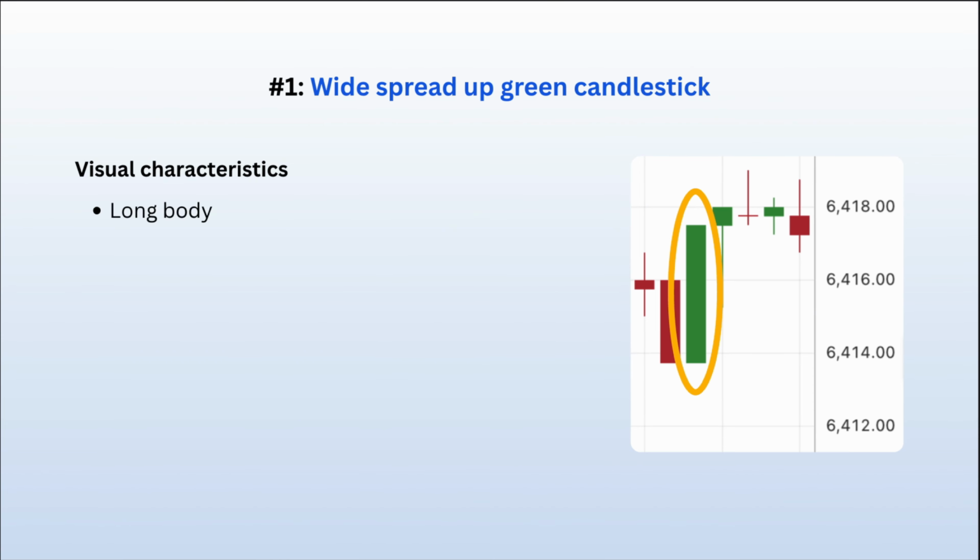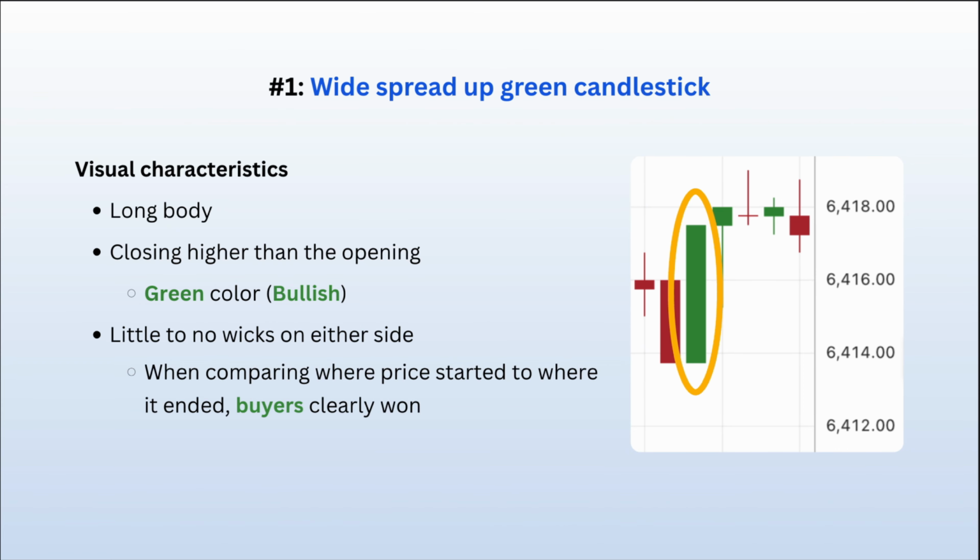We can recognize it because it has a long body. So the rectangle is wide, it's spread out. We also have an instance where the closing is higher than the opening, and this is what makes the candle green. It's a bullish candlestick. And usually it has little to no wicks on either side, and when comparing where the price started to where it ended, the buyers clearly won.